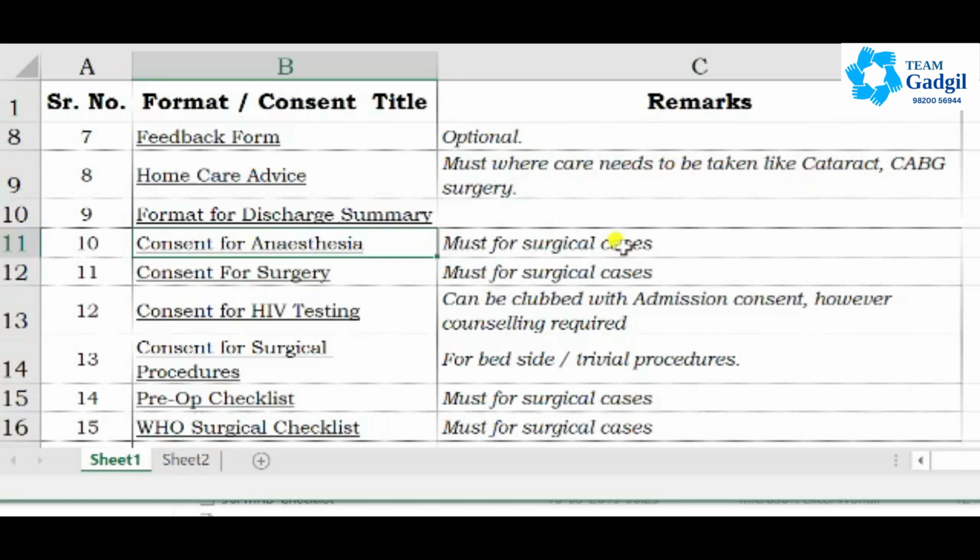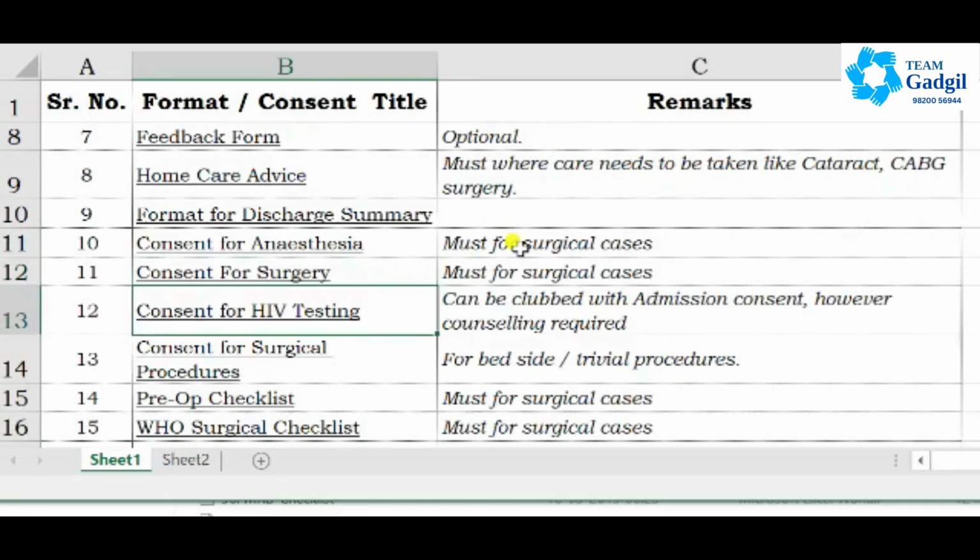the fitness or other investigations are summoned by the surgeon. So that is acceptable. However, it has to be signed by the anesthetist before the beginning of surgery. Consent for surgery is absolutely required, to be signed by the surgeon.